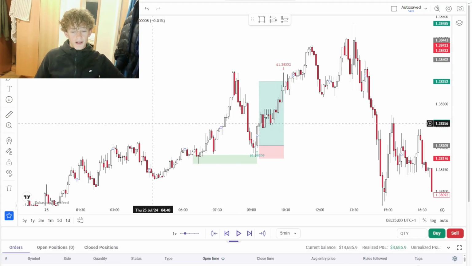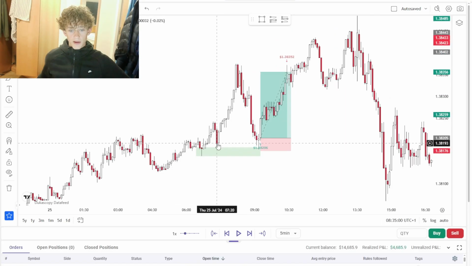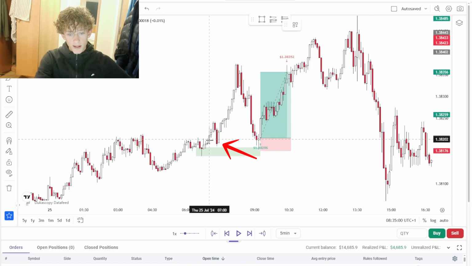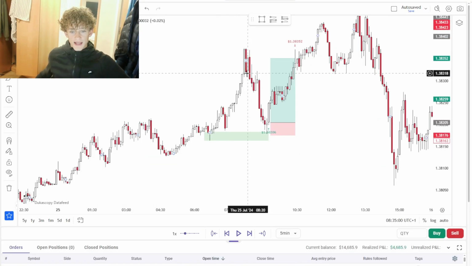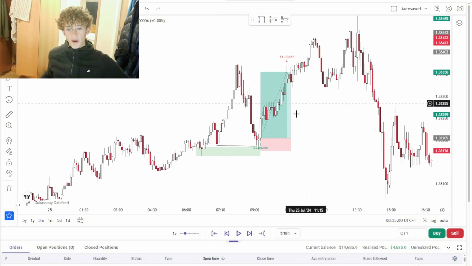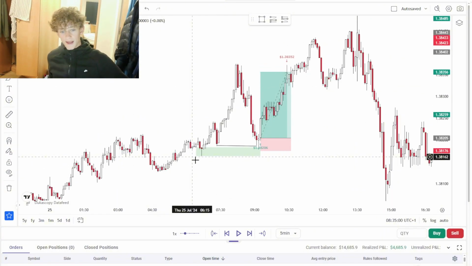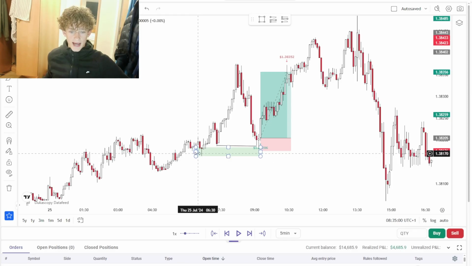This here is a very good example of one of our setups. Goes down, creates that liquidity all under there. Obviously fakes out from the liquidity, comes down quickly, wicks in, we enter and ride the wave of the institutions. We ride the wave of the orders that are being brought at this demand zone.